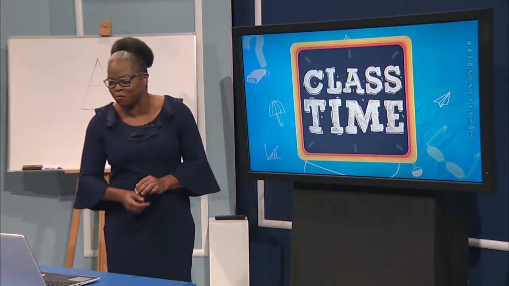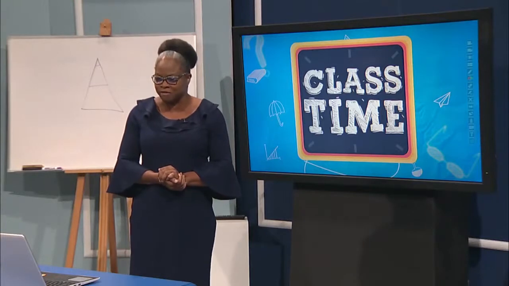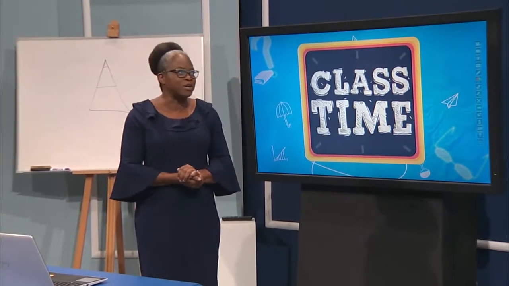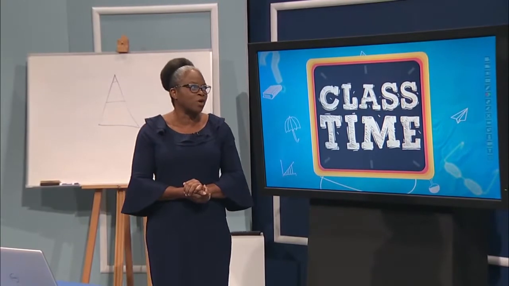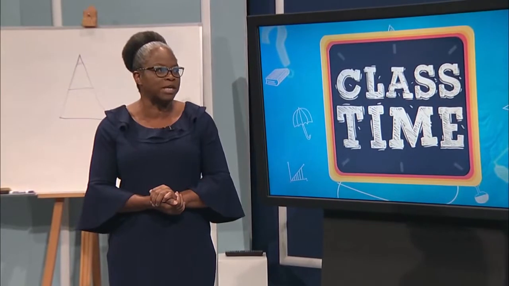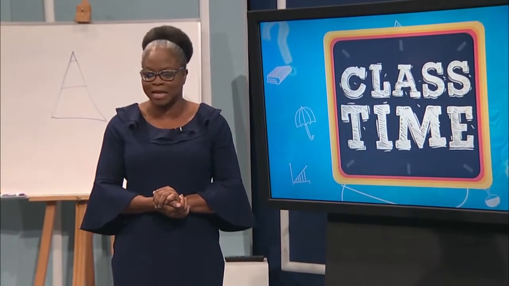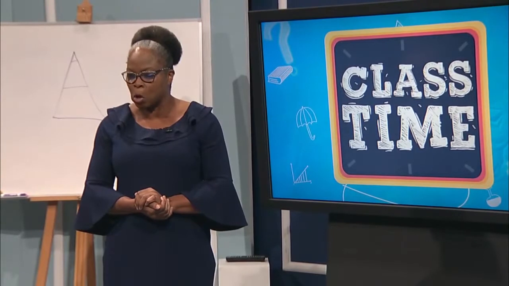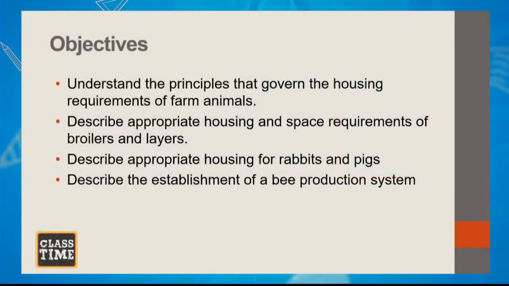And so today we want to move straight into our lesson, housing for farm animals. At the end of this lesson, students, I hope you'll be able to achieve these objectives. 1, understand the principles that govern the housing requirements for farm animals. Describe appropriate housing and space requirements of broilers and layers. Describe appropriate housing for rabbits and pigs, and describe the establishment of a bee production system. We'll also go through the recap of the lesson, and we're going to look at some past paper questions as well.